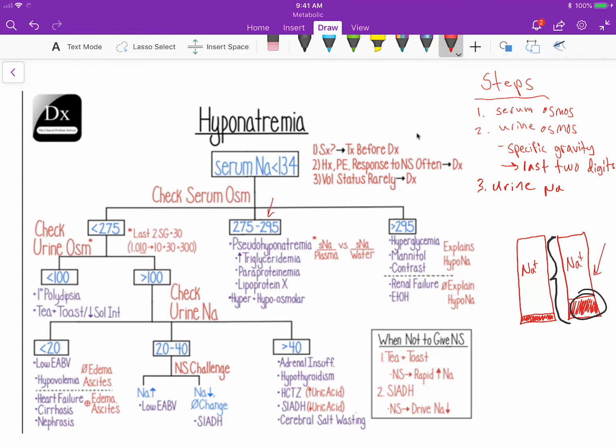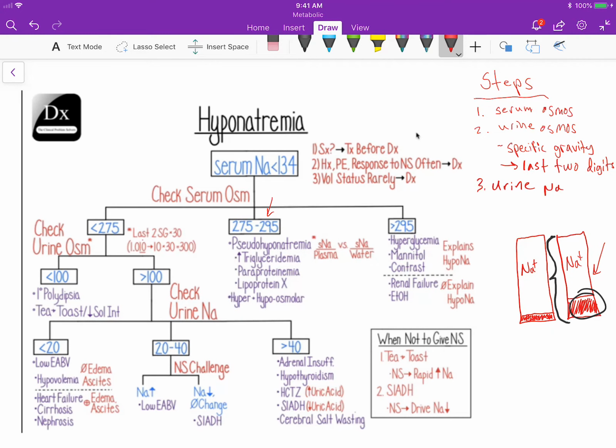So again, hyponatremic patient. We check the serum osmolarity. We see that it is in fact reduced as we would expect. Next thing we do, step 2, is calculate the urine osmolality. A quick and dirty trick to doing this, as I mentioned earlier, is you take the last 2 digits of the specific gravity and multiply by 30. The example they give us here is 10, and they get the urine osmolarity at 300 there.